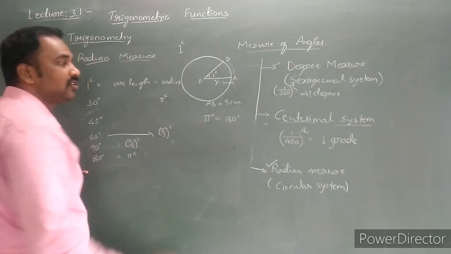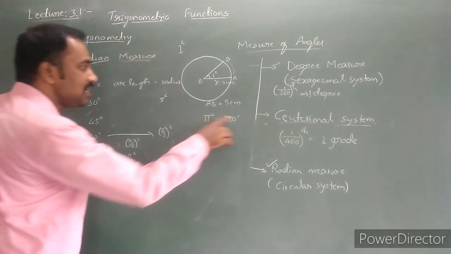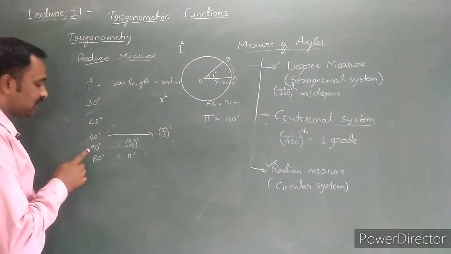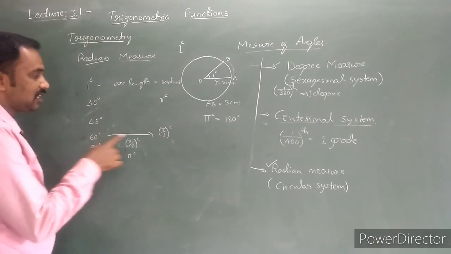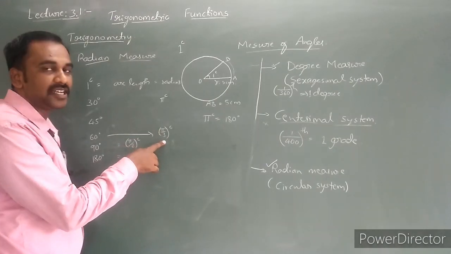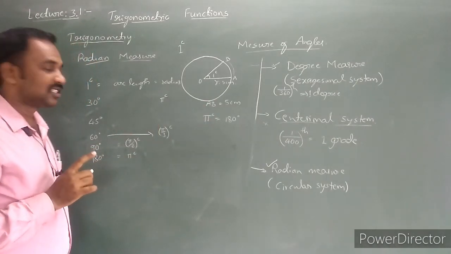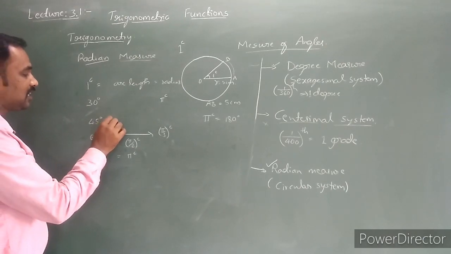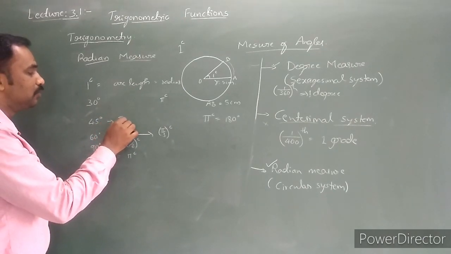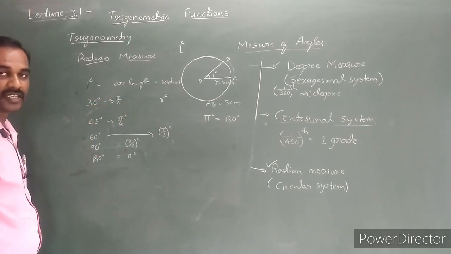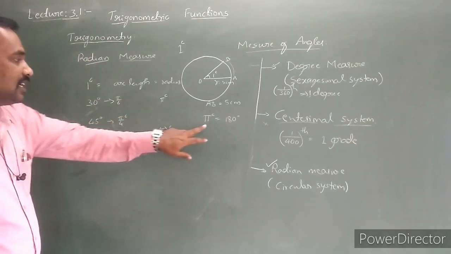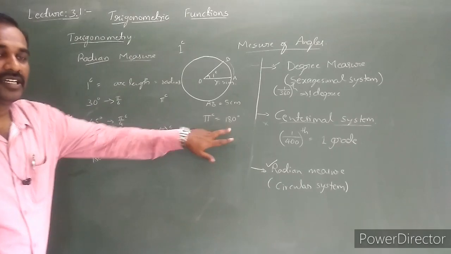Pi radian is equal to 180 degrees. So 90 degrees is nothing but pi by 2 radian. 60 degrees is nothing but pi by 3, 180 divided by 3 gives 60 degrees. And 45 degrees is nothing but pi by 4 radian. 30 degrees is nothing but pi by 6. Like that, these are the radian measures and these are the degree measures.